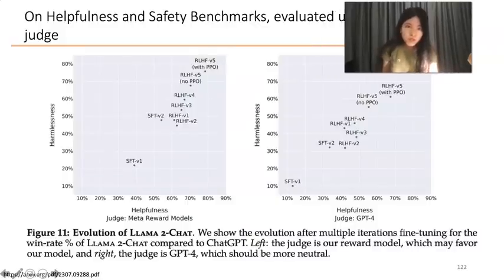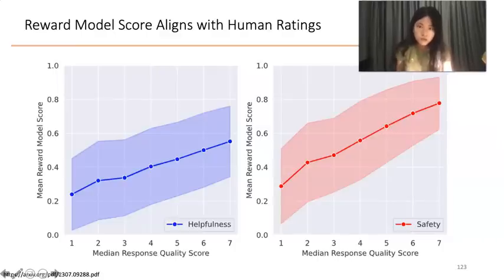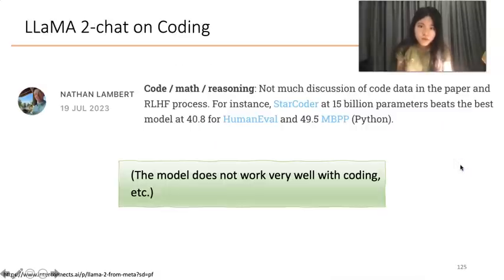And here are more comparison results. I will just quickly go through them. And one thing I want to point out is that even though Llama 2 outperforms Llama 1, Llama 2 chat doesn't really have better performance on coding. So maybe the model does not work very well with coding.